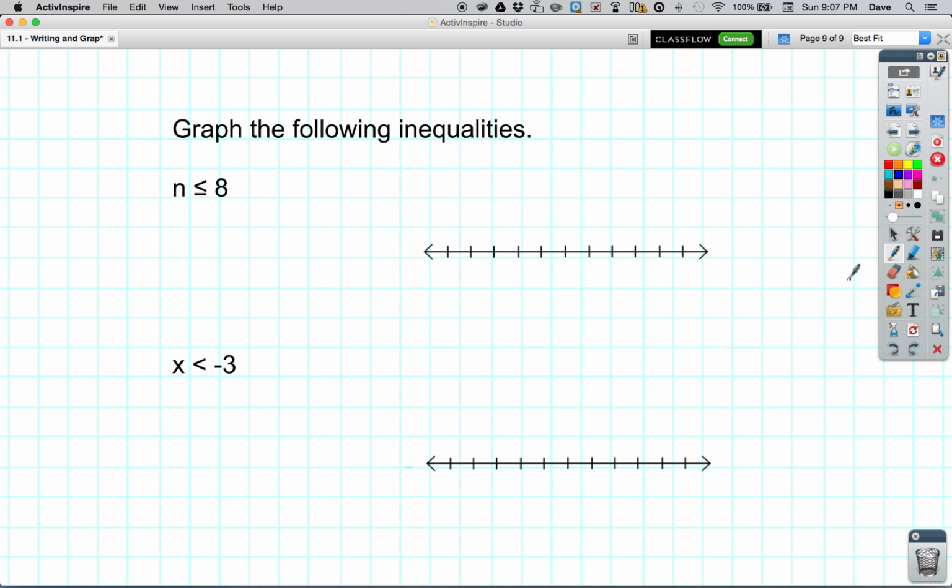All right, so let's wrap up with these 2 sample problems. Graph the following inequalities. So try to graph these 2 in your notes, and if you want to pause the video for a sec, go ahead.